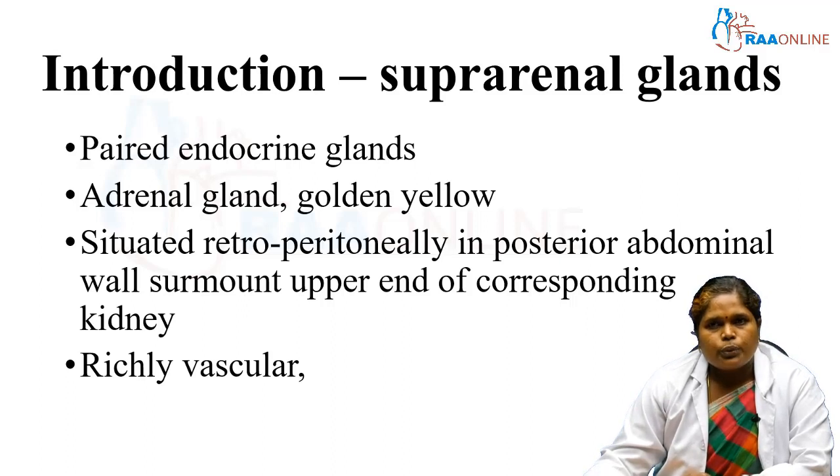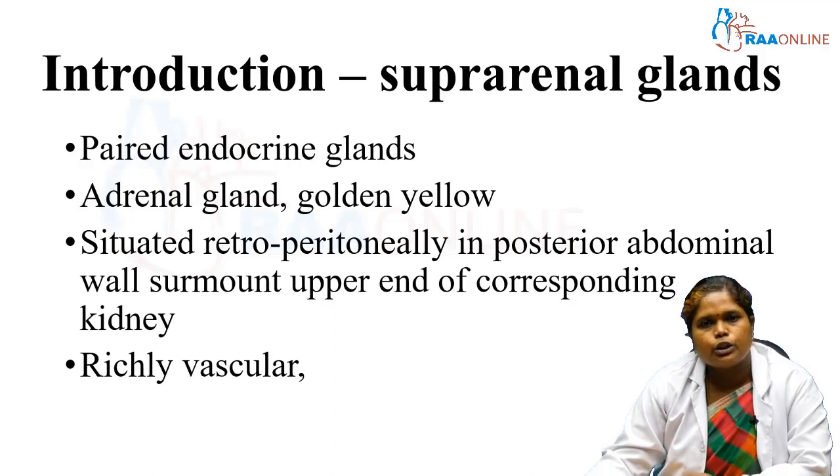And we all know the suprarenal gland is a paired endocrine gland. So it is otherwise known as adrenal gland, and these glands look golden yellow in color, and it is situated retroperitoneally. As we all know, the kidneys are present in the retroperitoneal area. So this gland is also present retroperitoneally, and it surrounds the upper end of the corresponding kidney. And like other endocrine glands, this gland is also richly supplied by arteries, so it is a richly vascular organ.